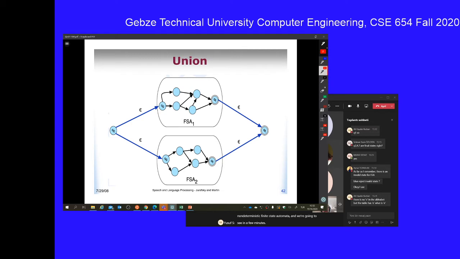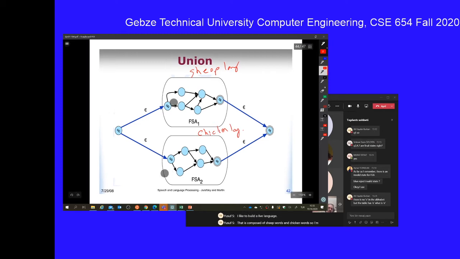Let's say I have this finite state automata 1 and another finite state automata. Let's say this is sheep language and this is chicken language. And I'd like to build a new language that is composed of sheep words and chicken words. So I'm going to take the union of it.